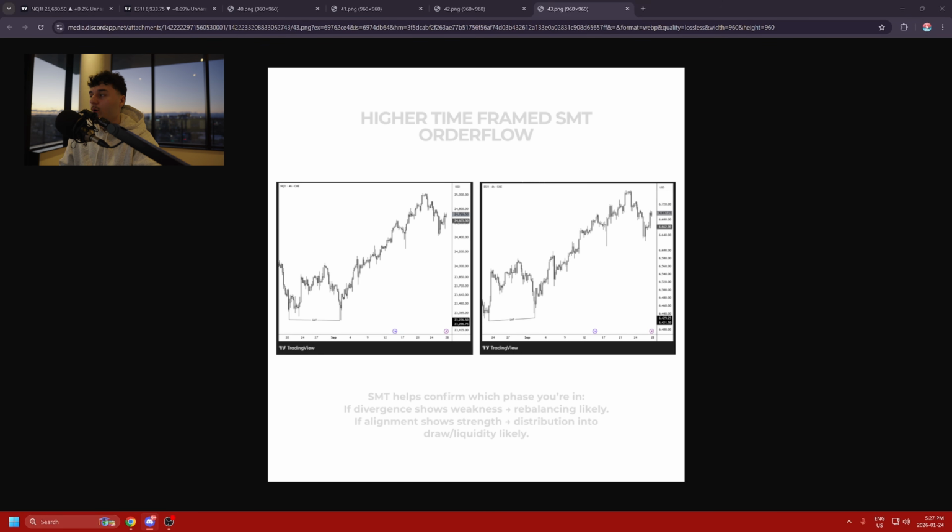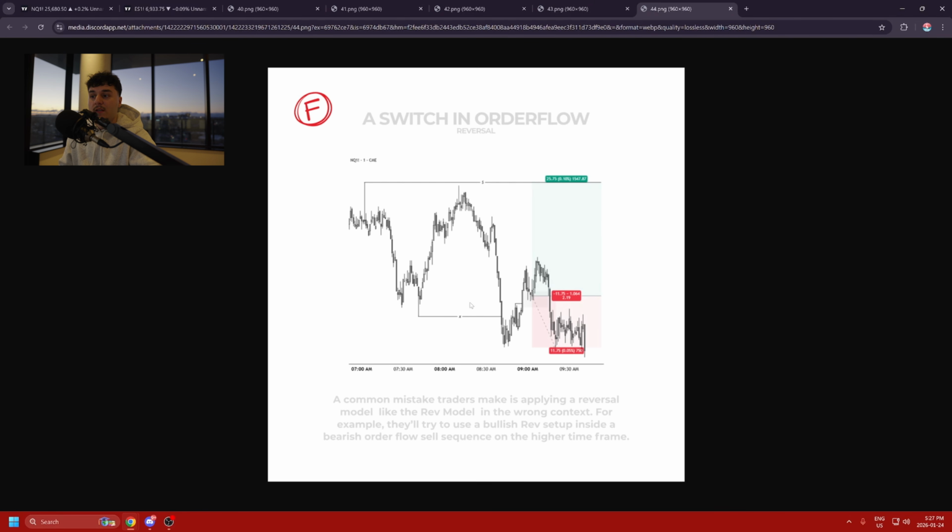Why is order flow important? Well, the reason order flow is very important is because it helps you identify overall market trend, overall market bias, and overall draw, which are the three major things in price that we look for.